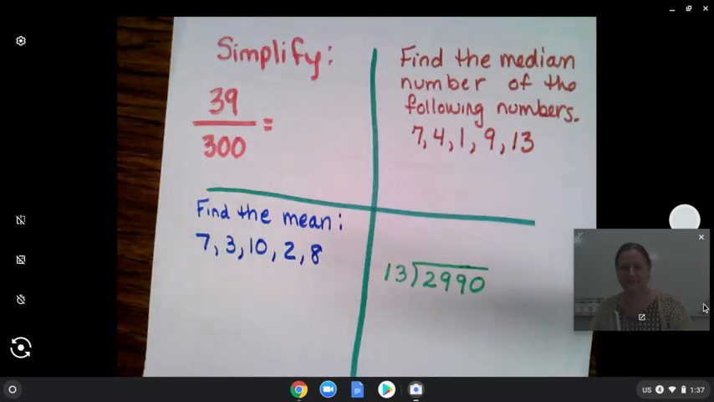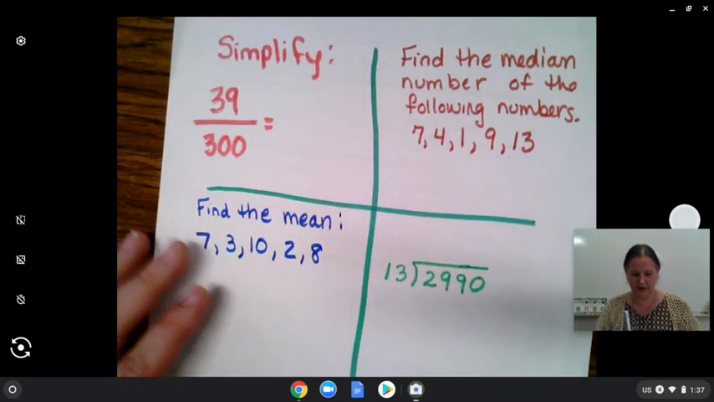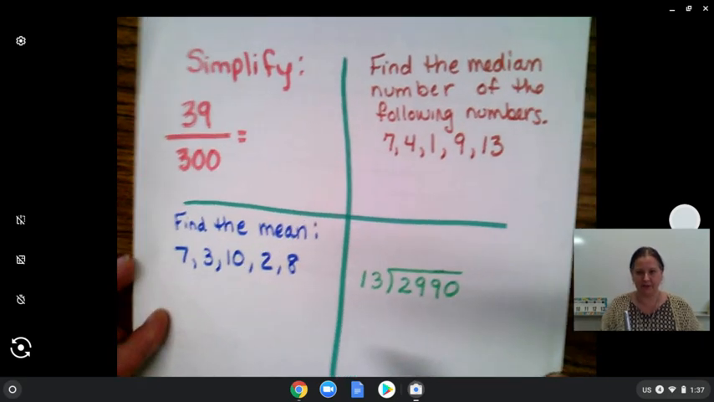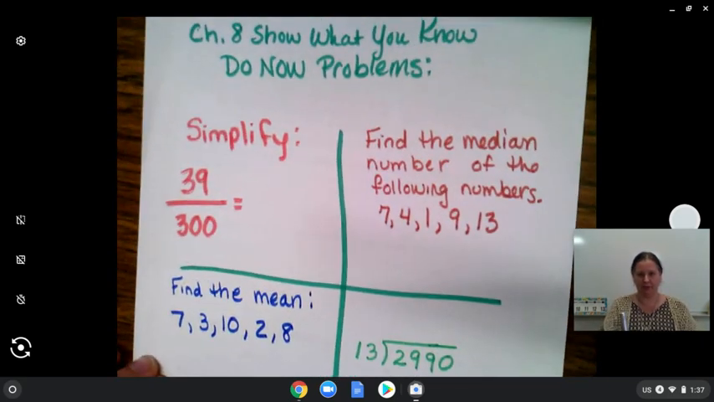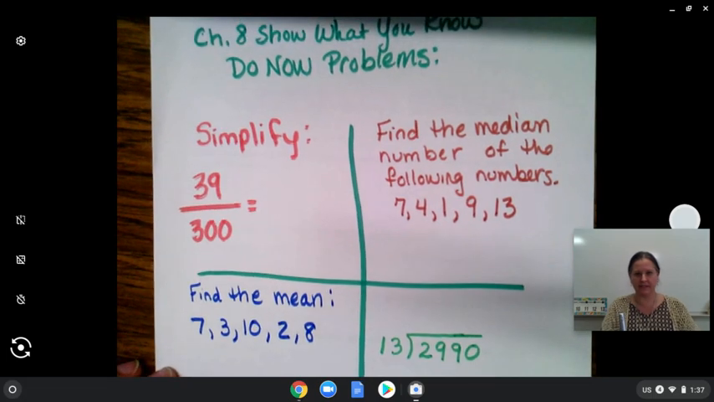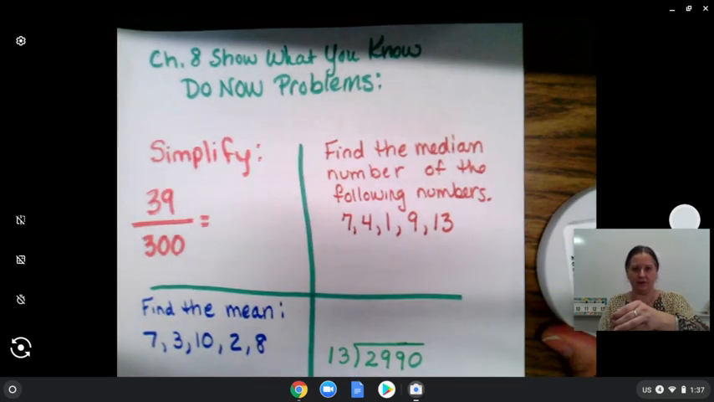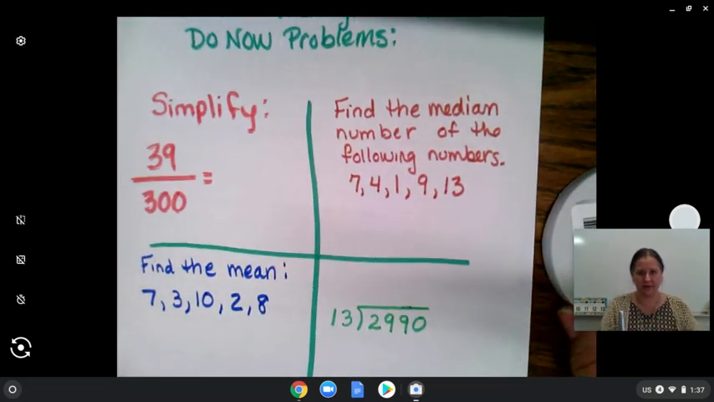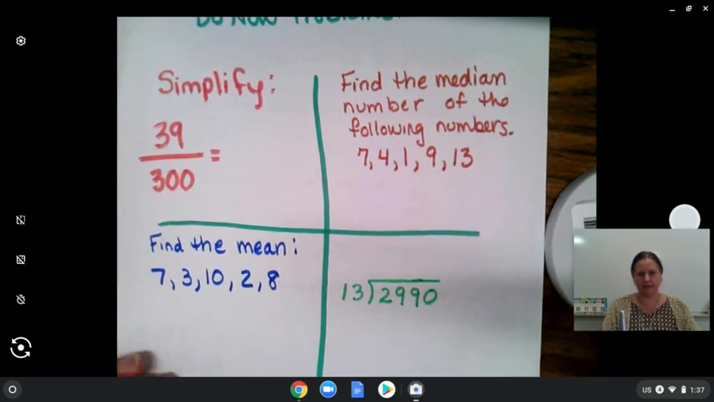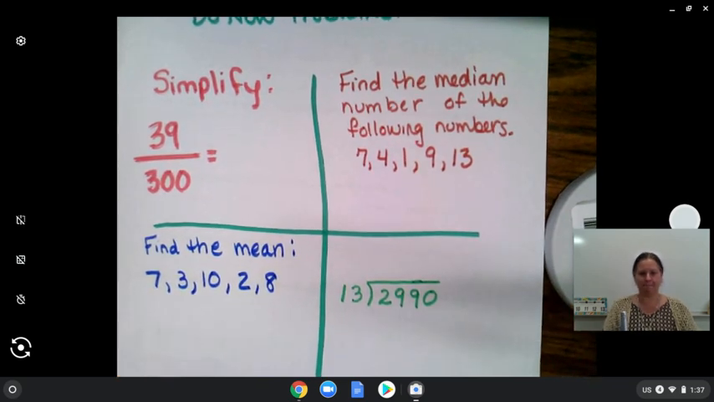All right, this is going to be our lesson for the Chapter 8 Show What You Know. And here are your 4 Do Now problems. There is not any spiral review for the Show What You Know. So go ahead and just pause these right here and work these out best you can.